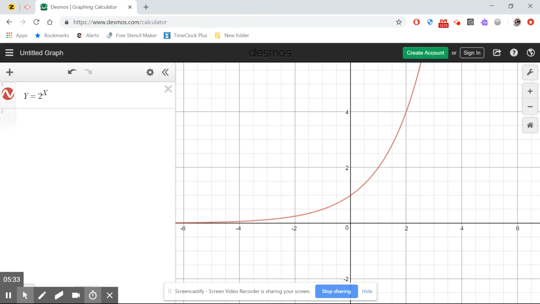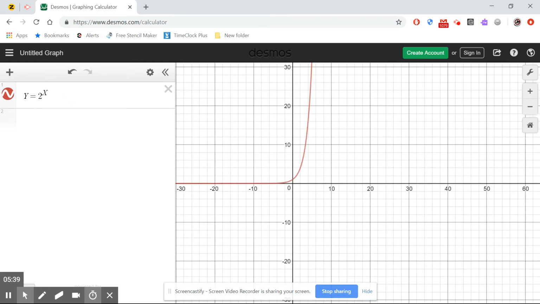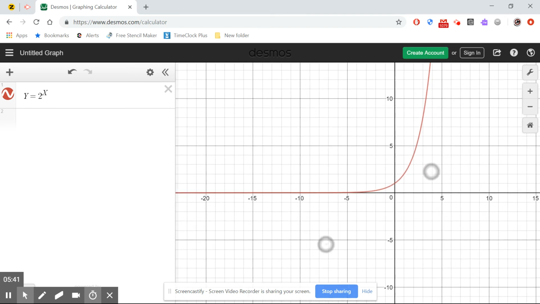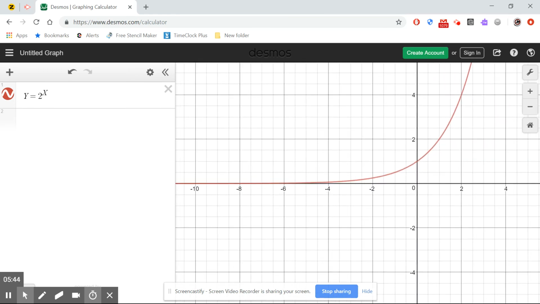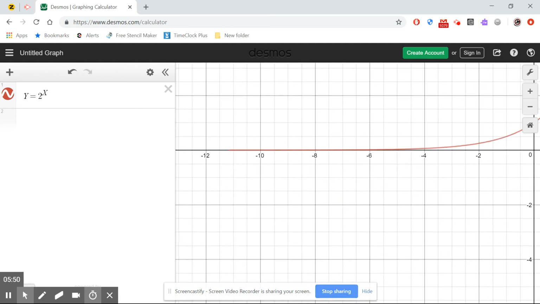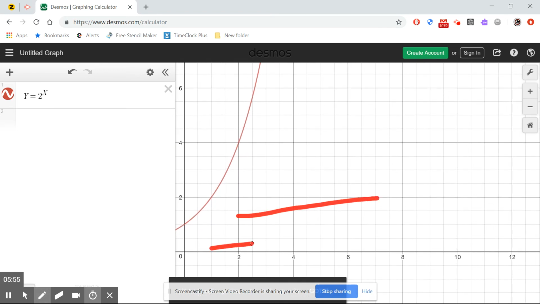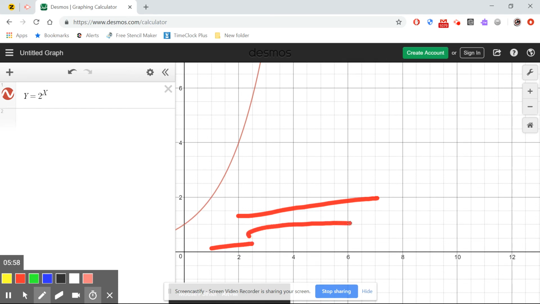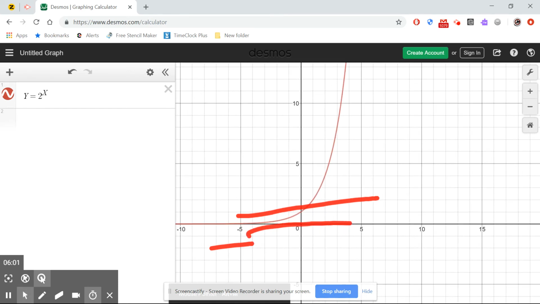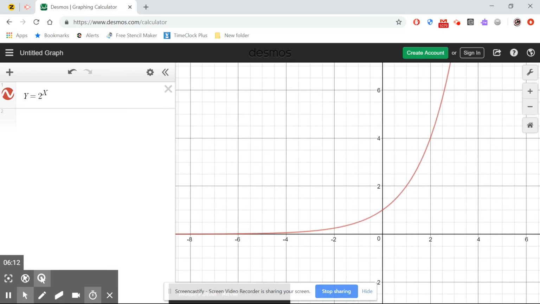So, you can see over here that I typed in y equals 2 to the power of x. And here is my function. I'm trying to zoom it also for you. And as you can see, students, this line, it appears that the line is crossing the x-axis, or it's going to touch the x-axis, but it's not going to. It just seems as if it's actually touching.